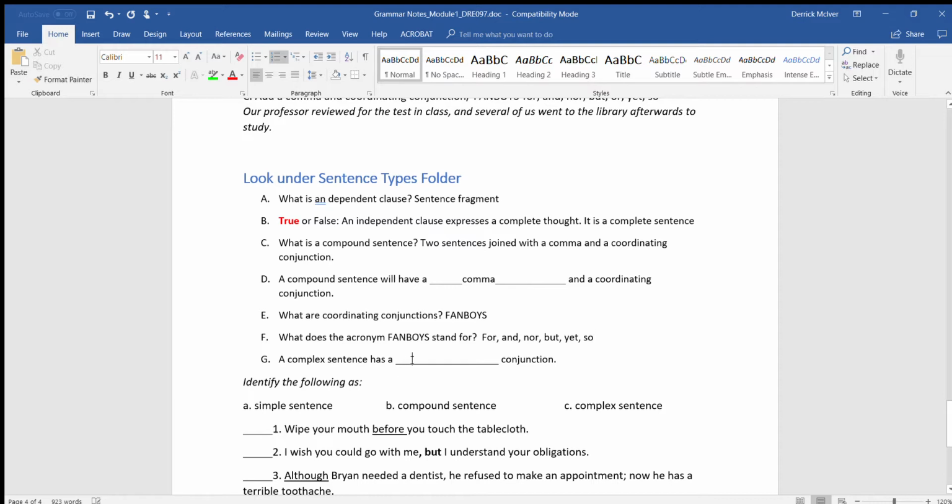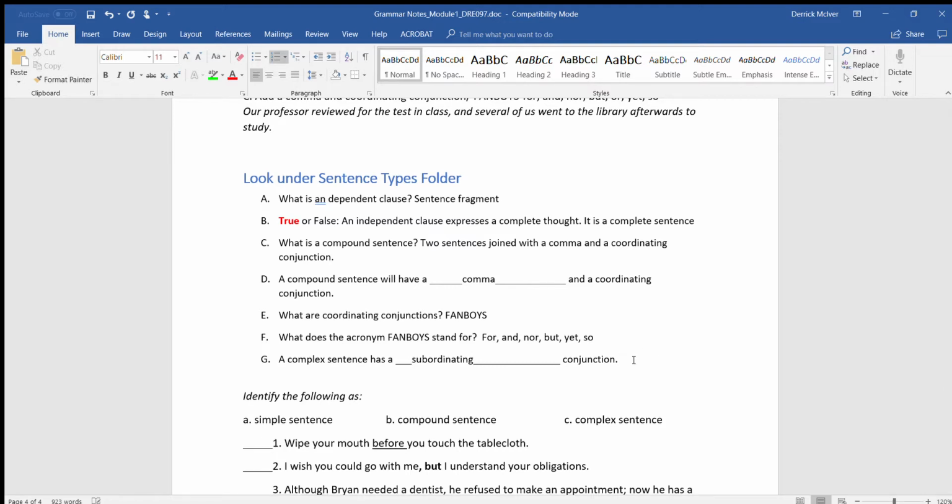A complex sentence will have a subordinated conjunction. Okay? Common subordinated conjunctions are words like because, although, if, even though, before. Okay? These are common subordinated conjunctions.